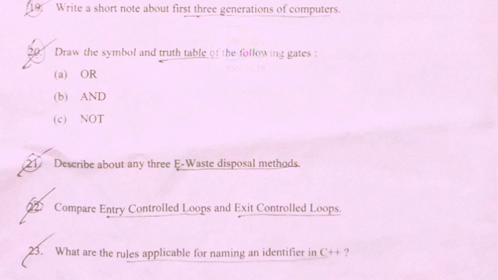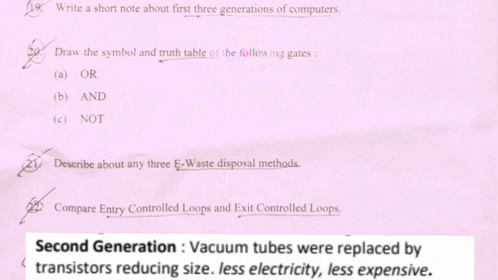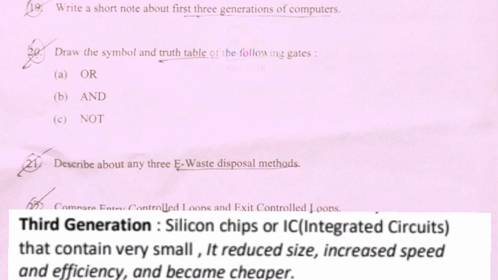19. Write a short note about first 3 generations of computer. Answer. First generation used vacuum tube. Second generation, vacuum tubes were replaced by transistors, reducing size, less electricity, less expensive. Third generation, silicon chips or IC that contain very small components. It reduced size, increased speed and efficiency and became cheaper.